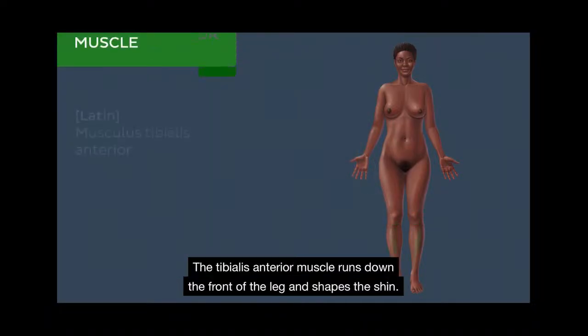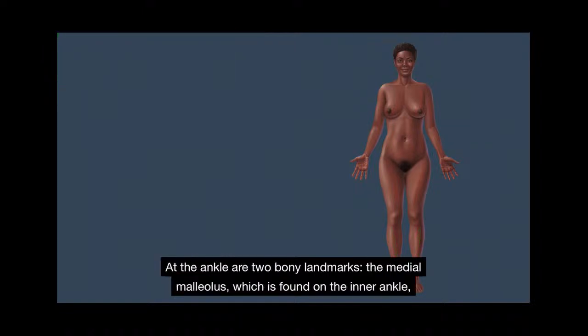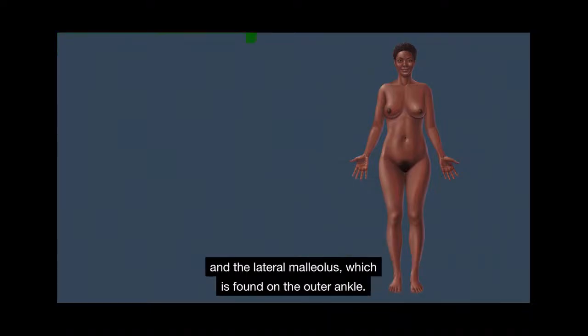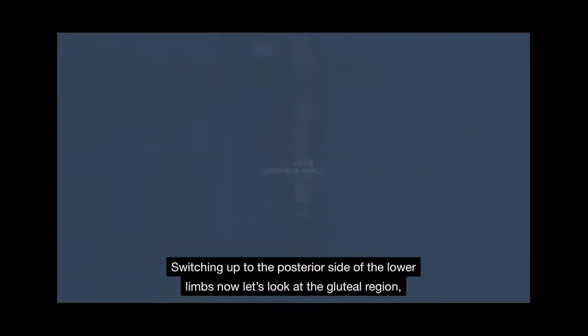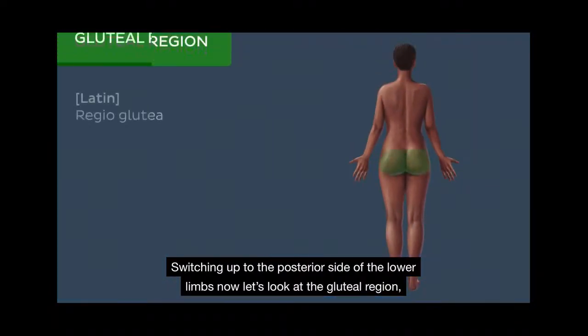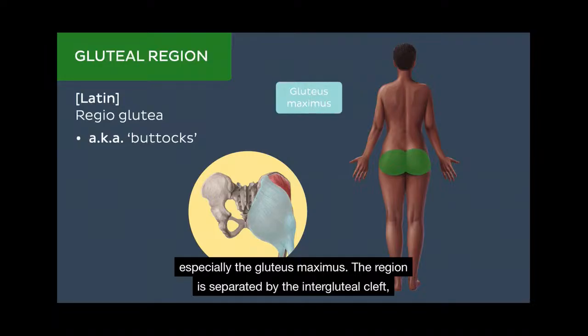The tibialis anterior muscle runs down the front of the leg and shapes the shin. This muscle aids in forming the shape of the anterior surface of the leg. At the ankle are 2 bony landmarks, the medial malleolus, which is found on the inner ankle, and the lateral malleolus, which is found on the outer ankle. Switching up to the posterior side of the lower limbs now, let's take a look at the gluteal region, commonly known as the buttocks. The gluteal region is shaped by the 3 gluteal muscles, especially the gluteus maximus.